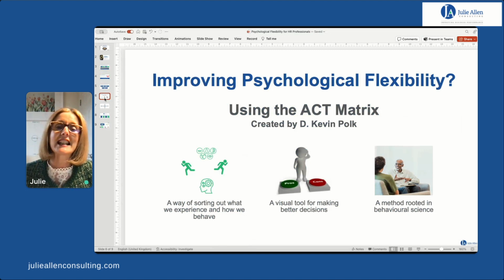And so Dr. Kevin Polk in 2008 created the ACT matrix, because what everybody wanted to do was to create a way to communicate acceptance and commitment training or therapy in a simple way. And so he is great at creating diagrams that can communicate things in some of the simplest ways. Took him hours to get there.